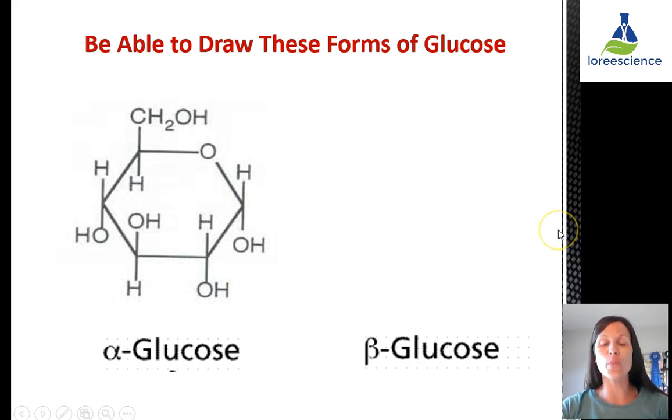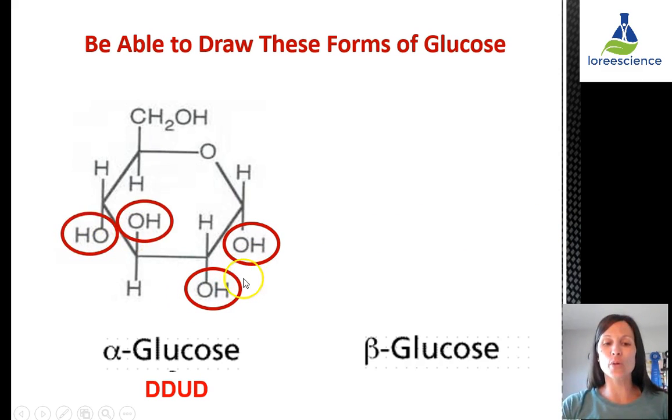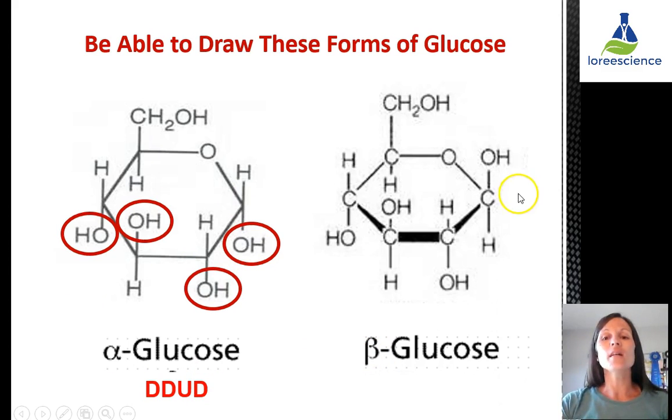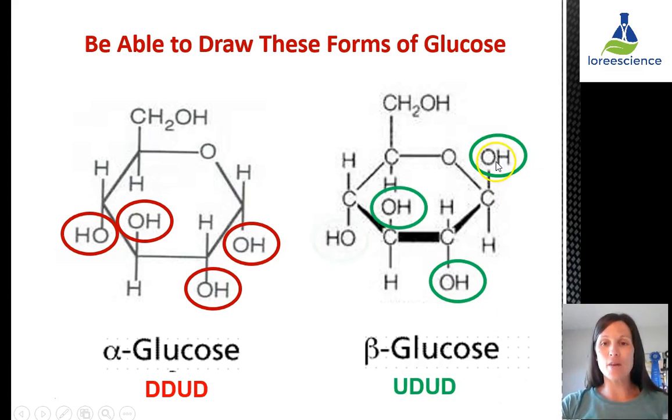You need to be able to draw both alpha and beta glucose. The difference is the location of the hydroxyl groups. In alpha glucose, we can call it a DUD. Those hydroxyls, starting from carbon number 1 on the right, go down, down, up, down: DUD. Beta glucose, however, is up, down, up, down. So as you're drawing, after you've drawn your ring structure and you're positioning the hydroxyl groups for a beta, you draw up, then down, up, then down.